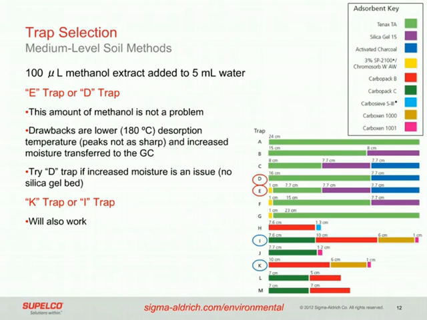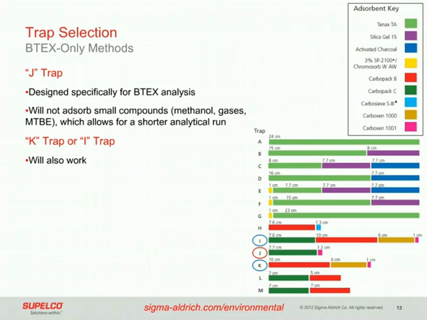Again, if you can dedicate an instrument, that would be recommended. Same thing with the very popular BTEX only methods. And again, if you can dedicate an instrument for doing just BTEX samples, the J trap was specifically designed for BTEX.